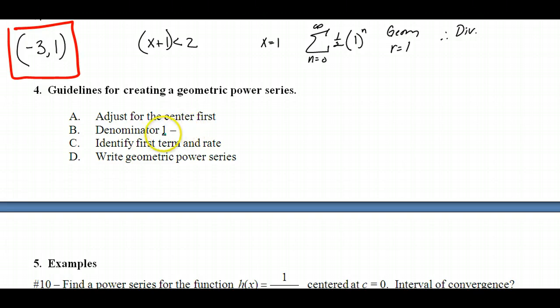So that has to happen. After that, you can identify your first term, which is in your numerator. You can identify your rate, which is the right side of the denominator. And then write your geometric power series. So keep in mind, first of all, adjust for the center, then make the denominator 1 minus that common ratio.